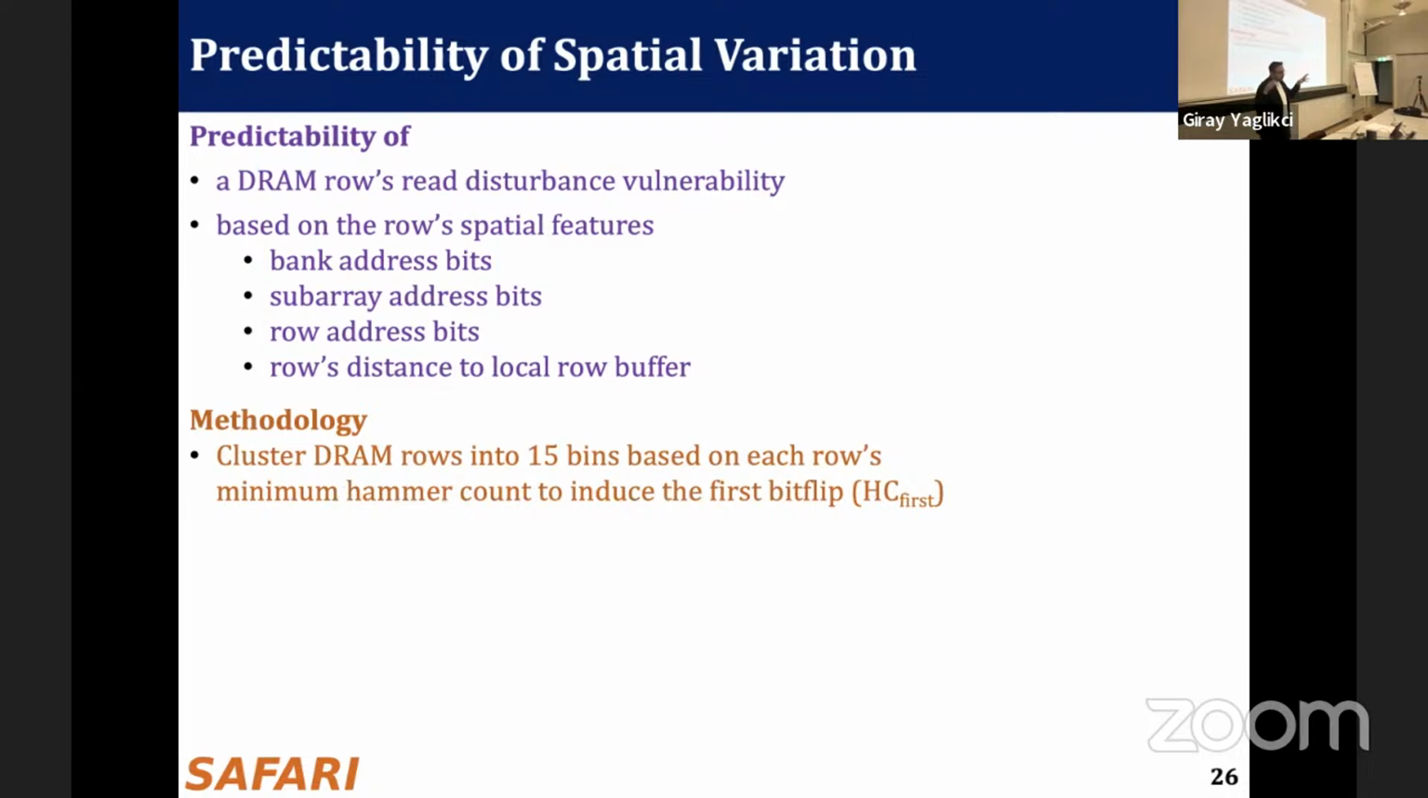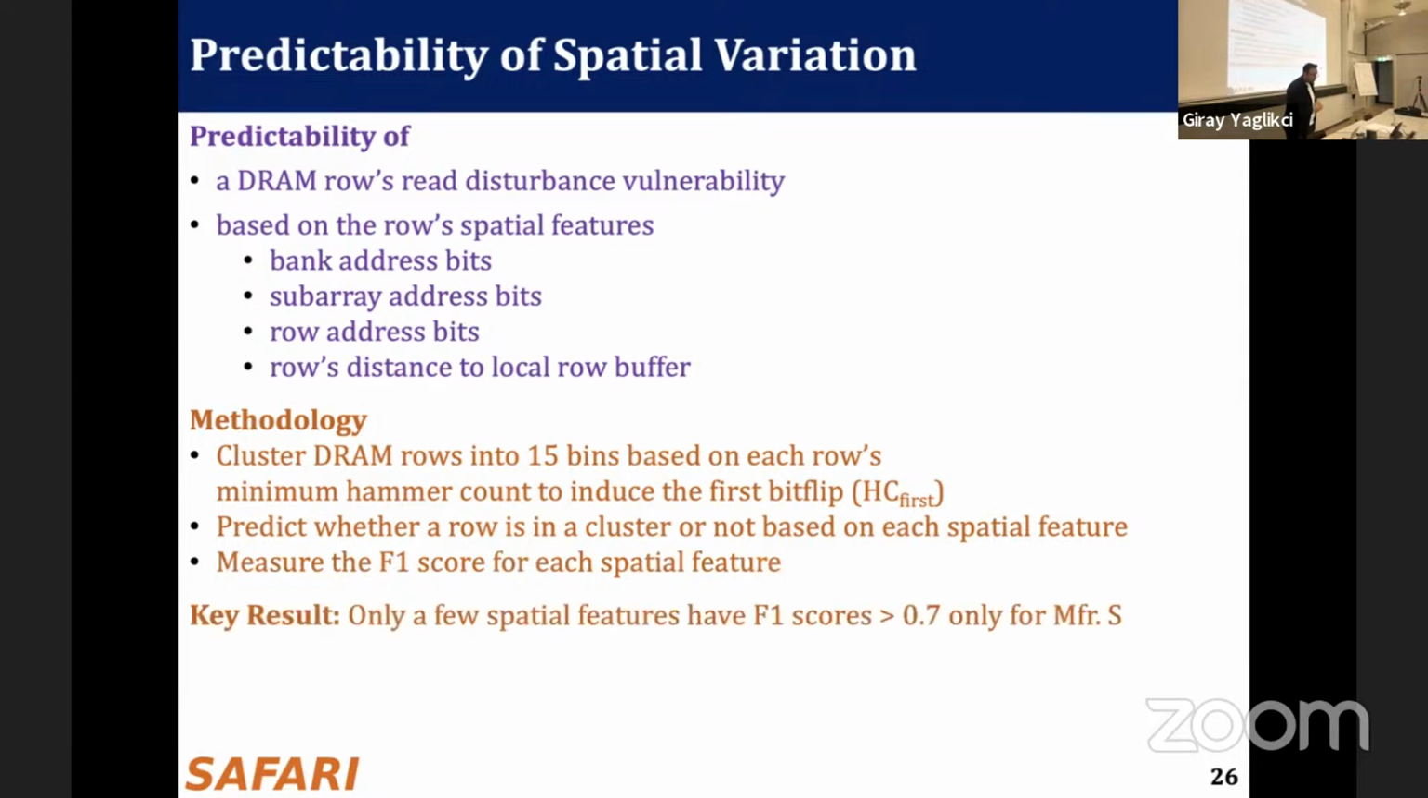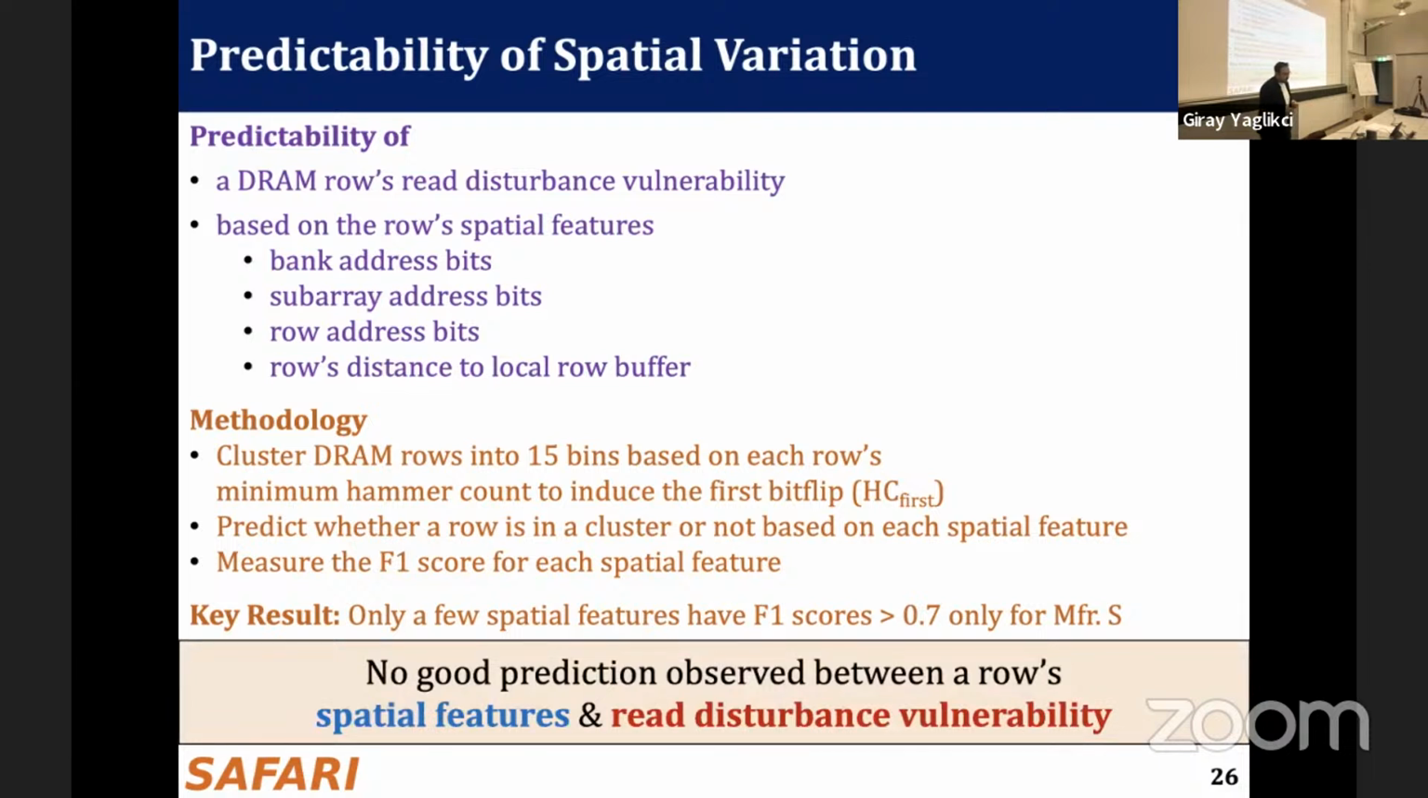We cluster DRAM rows into 15 different bins of RowHammer vulnerability, and we try to cluster them based on these features. We measure the F1 score for each spatial feature, and the result is that only a few of these spatial features, by a few I mean among all these bits you only have a few bits, and only for the DRAM modules from Samsung, show some F1 score that is above 0.7, which is really not a great F1 score anyway. So we couldn't find a good prediction based on these features.